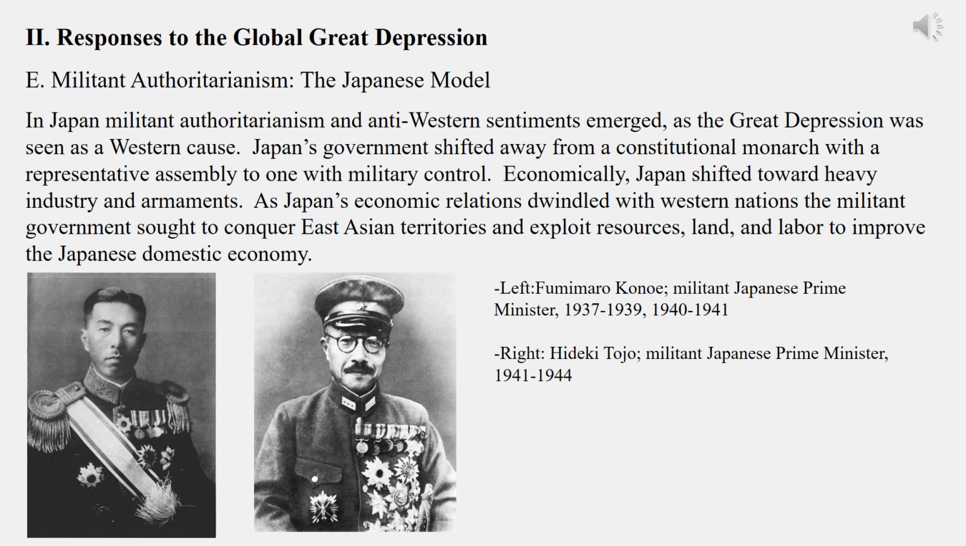As Japan's economic relations dwindled with Western nations, the militant government sought to conquer East Asian territories and exploit resources, land, and labor to improve the Japanese domestic economy. As a member of the League of Nations, many Japanese actions were left unpunished by the other League members. Japan's continued desire to expand its empire in the Far East and the Pacific worsened its relationship with European nations and the United States. Its aggression against China and other Far Eastern states showcased Japan's willingness to take what economic resources it deemed necessary for its nation's survival.